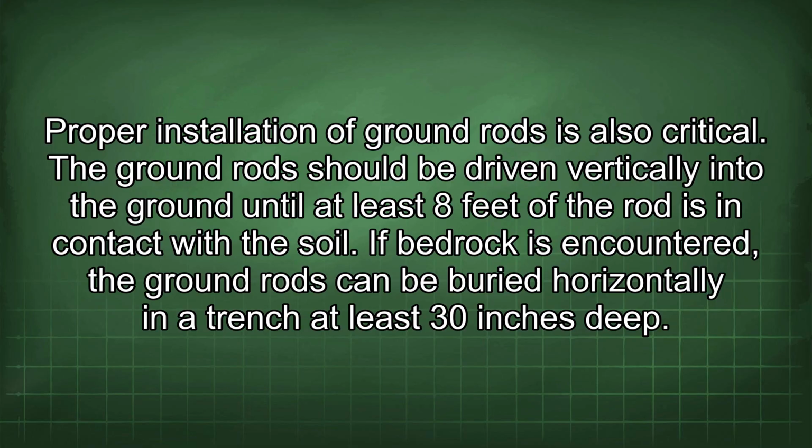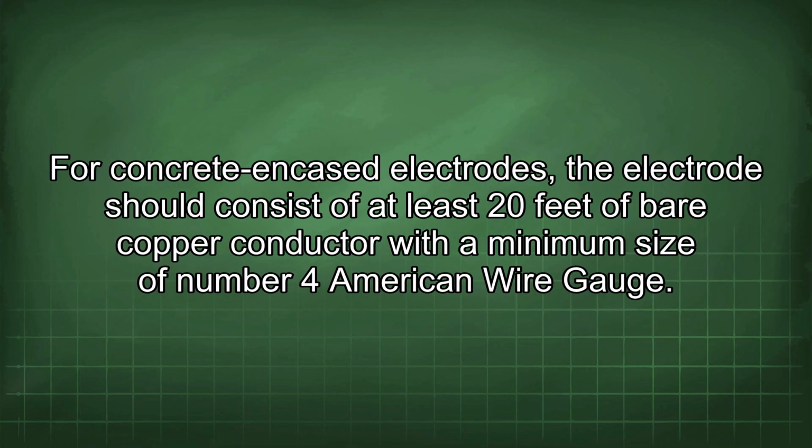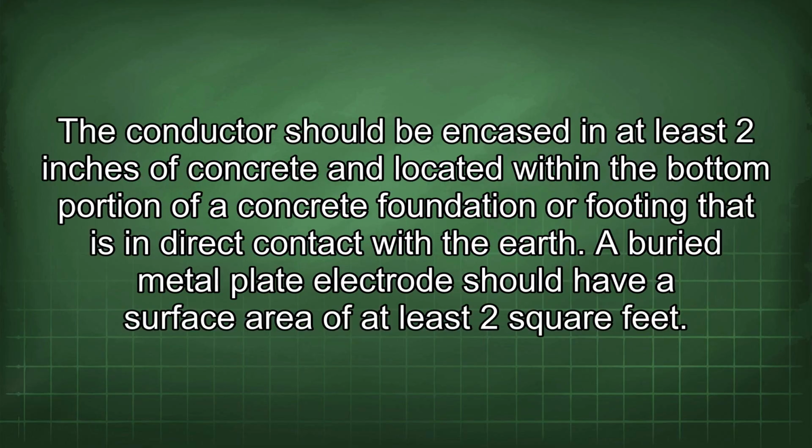If bedrock is encountered, the ground rods can be buried horizontally in a trench at least 30 inches deep. For concrete encased electrodes, the electrode should consist of at least 20 feet of bare copper conductor with a minimum size of number 4 American wire gauge. The conductor should be encased in at least 2 inches of concrete and located within the bottom portion of a concrete foundation or footing that is in direct contact with the earth.